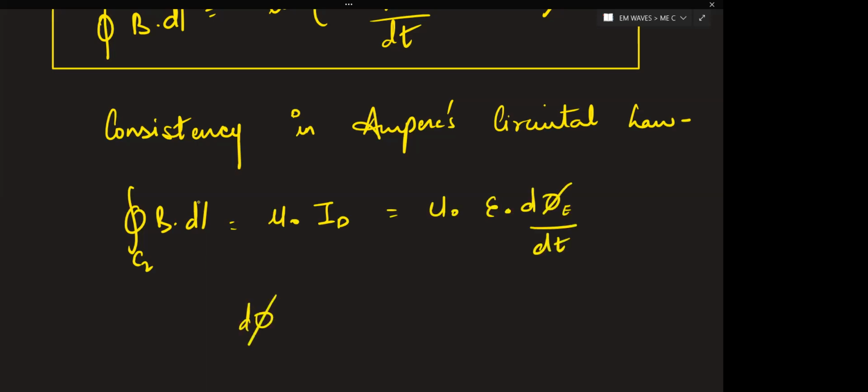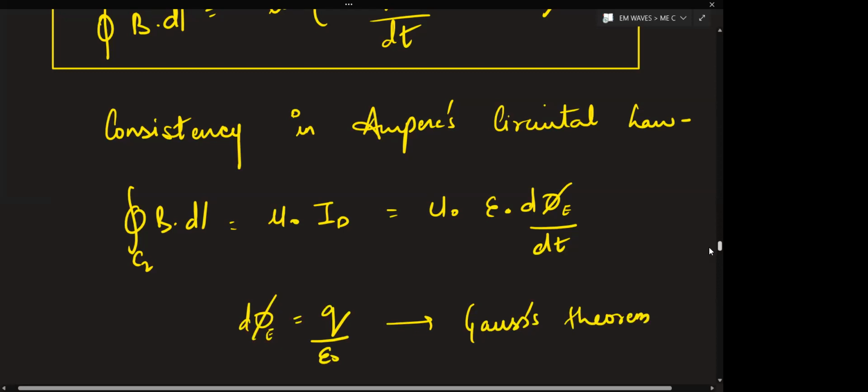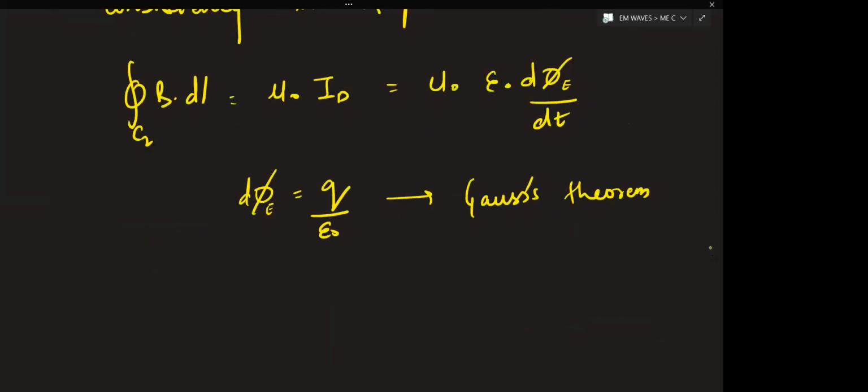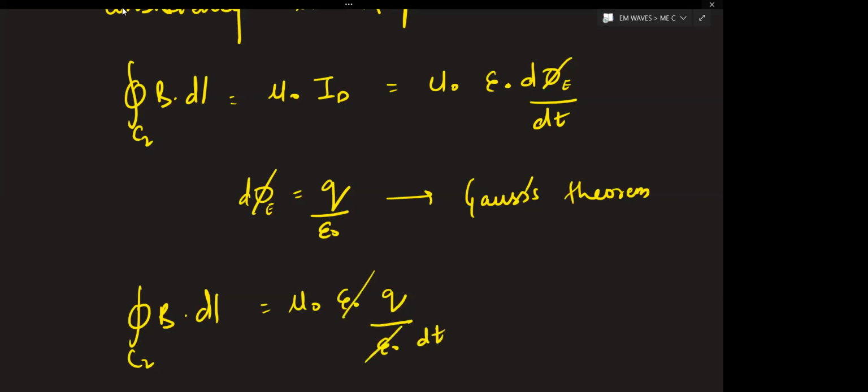Electric flux is what? Phi will be charge divided by epsilon naught. This is your Gauss theorem. So from Gauss theorem, phi will be equal to q by epsilon naught. So put it in this equation. For B dot dl for C2, this becomes equal to mu naught epsilon naught times d of (q divided by epsilon naught) over dt. So epsilon naught gets cancelled.